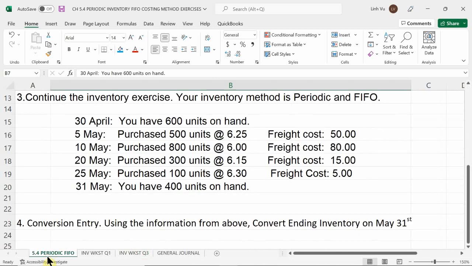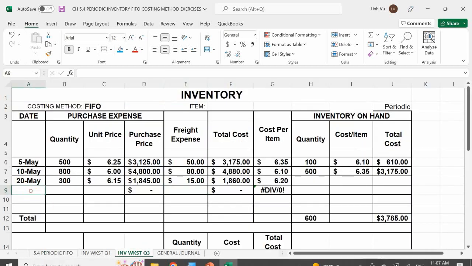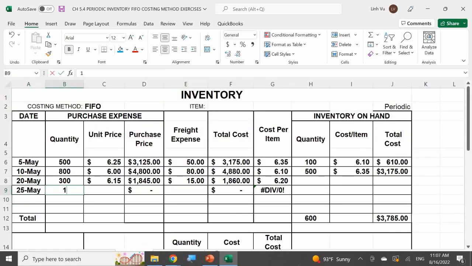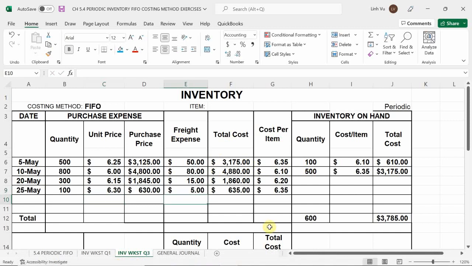Okay. Last one here was May 25th. We end up purchasing 100 additional units at $6.30 with the freight costing you $5. Okay, so this one's pretty straightforward. May 25th, we bought 100 units at $6.30, which gives you $630, plus $5 of freight gives you a total of $635, which if you divide it by 100 will give you $6.35. Okay, so there you go.